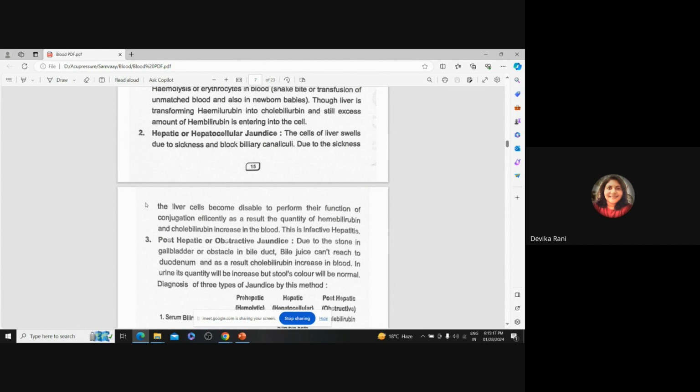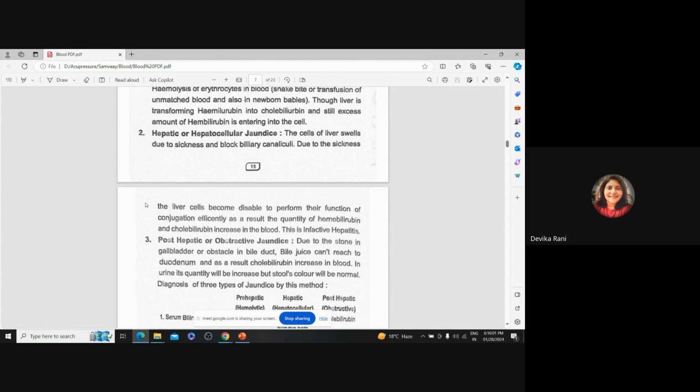So actually, if there is any infection or any other issue or damage in the liver cells, the cells of the liver swell and the liver is not able to perform its function of conjugation efficiently, and so the quantity of hem bilirubin and cold bilirubin is increasing in the blood. So it is infective hepatitis or jaundice. This is due to some infection or damage in the cells of the liver.